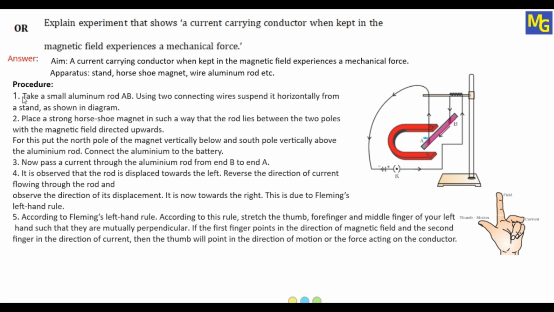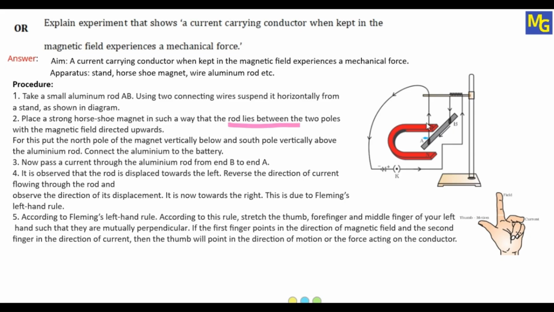So what is the first step? Take a small aluminum rod AB and, using two connecting wires, suspend it horizontally from a stand as shown in the diagram. So take this aluminum rod and connect it with two wires. This is one wire and this is one wire, and suspend it horizontally with the help of this stand. Now the next step is to place a strong horseshoe magnet in such a way that the rod lies between the two poles with the magnetic field directed upward.